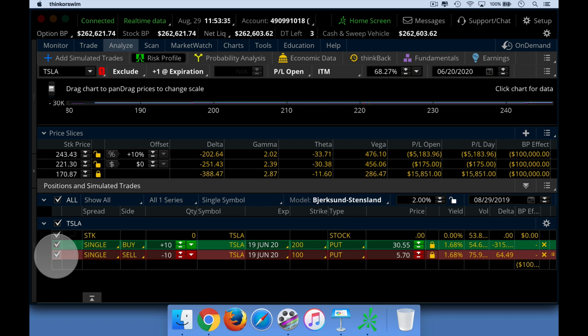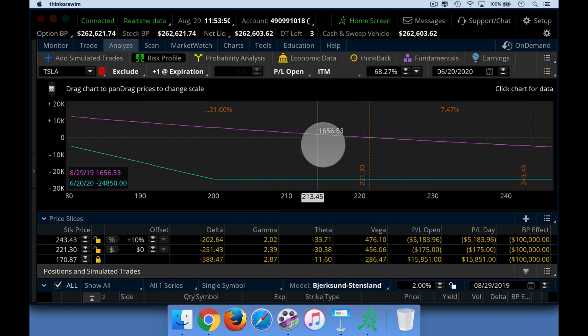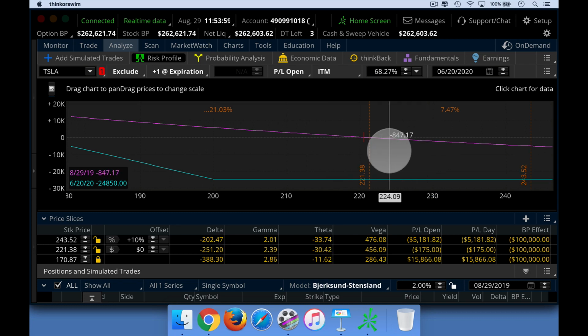So that's basically how you can modify. If you're thinking of buying puts on a stock, you should always think of what a put spread would look like, and what the theta decay would look like, and the risk-reward. And again, we can take a look here and see. Obviously, our max loss is going to occur if the stock is above 200 at expiration.